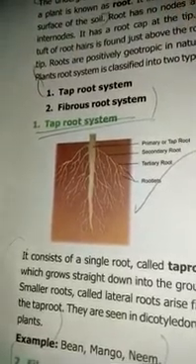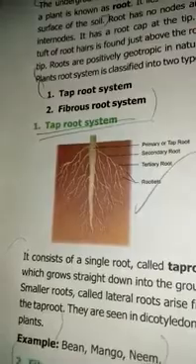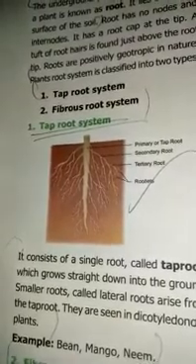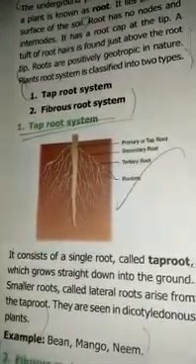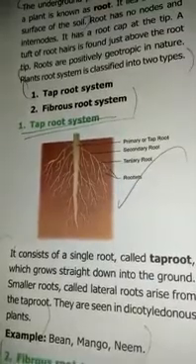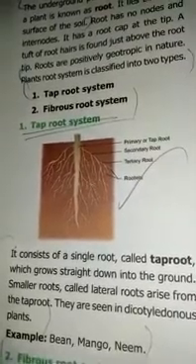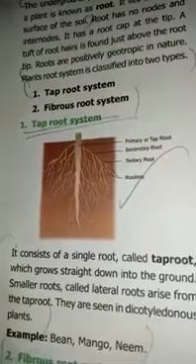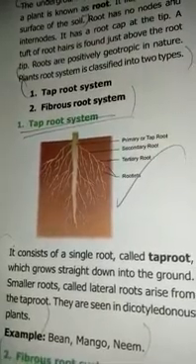It consists of a single root called the taproot, which grows straight down into the ground. Smaller roots called lateral roots arise from the taproot. They are seen in dicotyledonous plants.